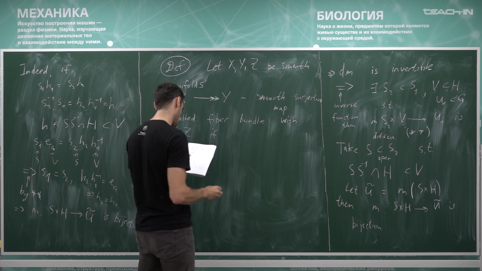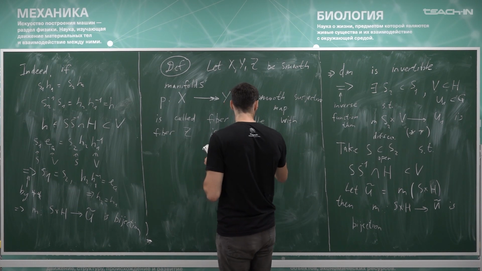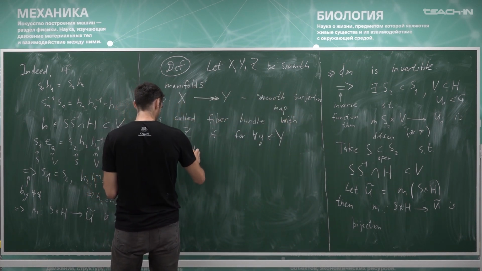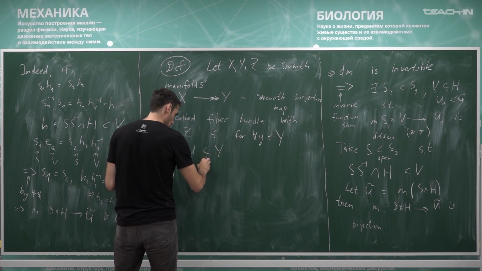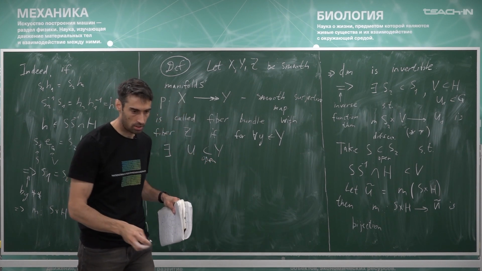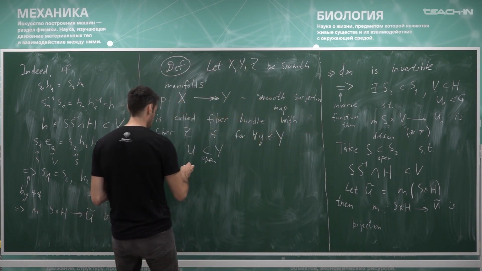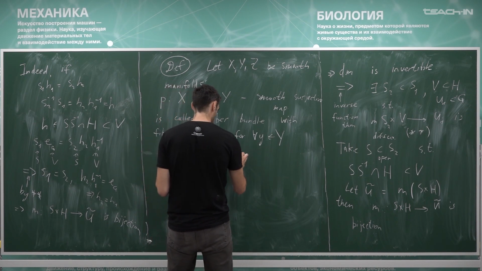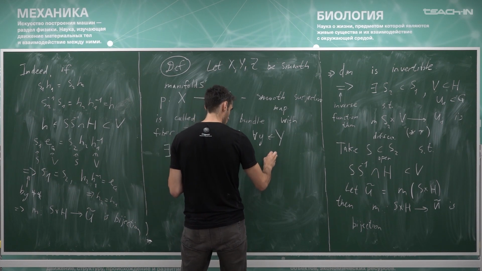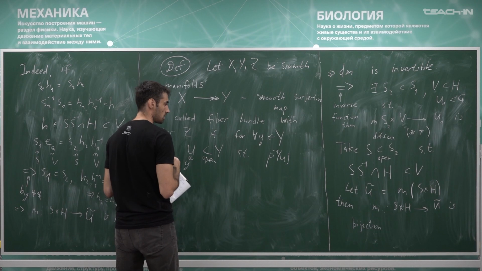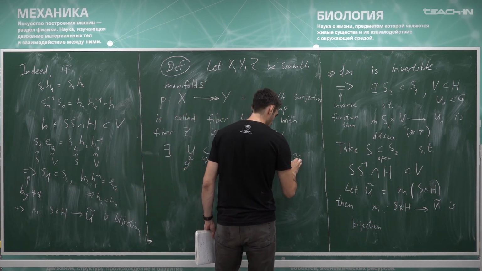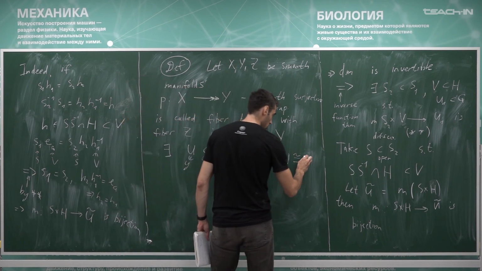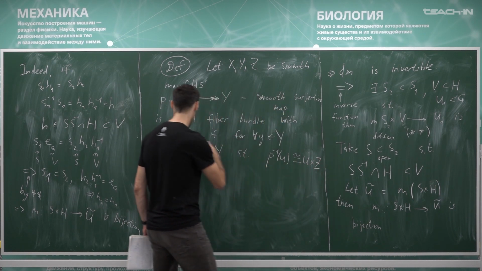If the following happens: for every point y in Y, there exists an open neighborhood U of this point, such that the preimage of U, which lives in X, is diffeomorphic to U times Z. So the fiber is Z, right?